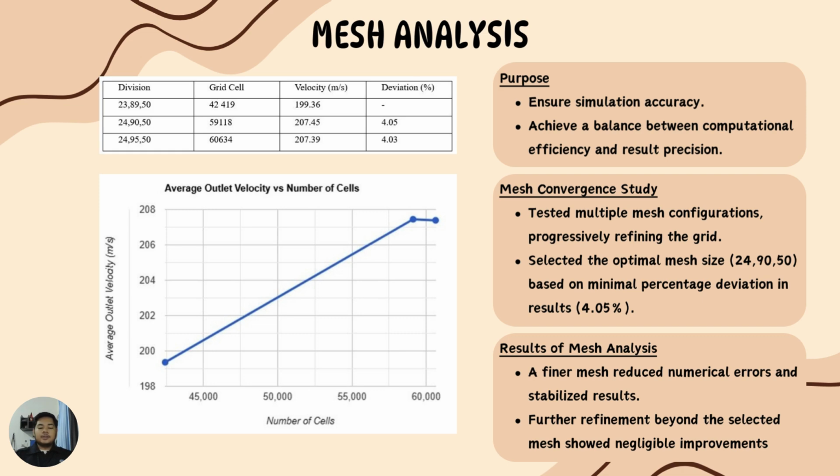The optimal mesh size was determined to be 24, 90, 50, with a minimal percentage deviation in result of just 4.05%. This mesh configuration reduced numerical errors while maintaining efficiency. Further refinement beyond this point showed negligible improvements, confirming that this was the ideal choice.